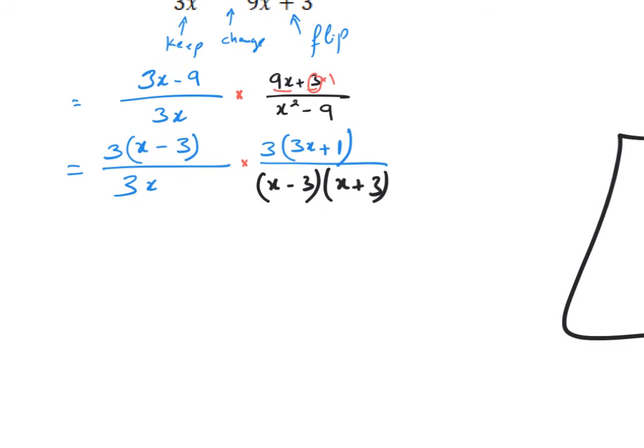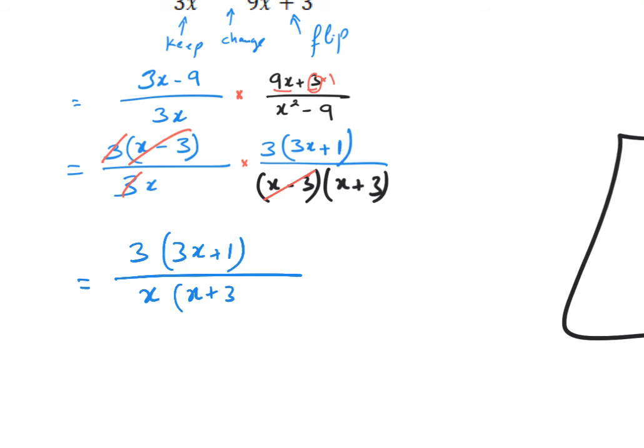All right, so let's try to simplify some like terms here. So we have 3 with 3 gone. We get x minus 3 and x minus 3. And that's it. We're going to have 3 times 3x plus 1 over x times x plus 3, all right? And that's going to be the answer.